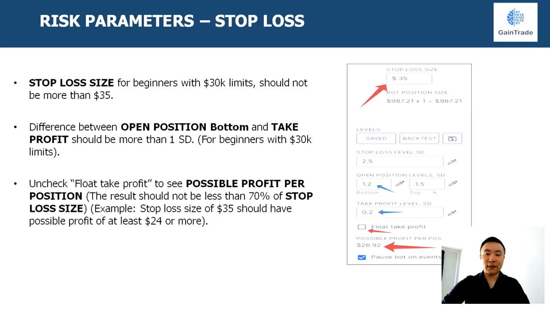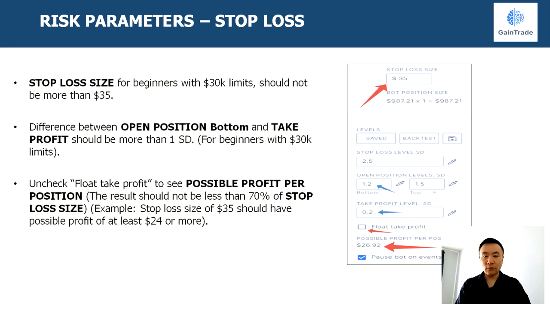Another key aspect of risk management is the placement of the stop loss level on your platform. In the upper right-hand corner, you can see a window where you set the maximum stop loss value. According to our risk management parameters, the stop loss size for beginners with $30,000 limits or $30,000 accounts should not be more than $35.